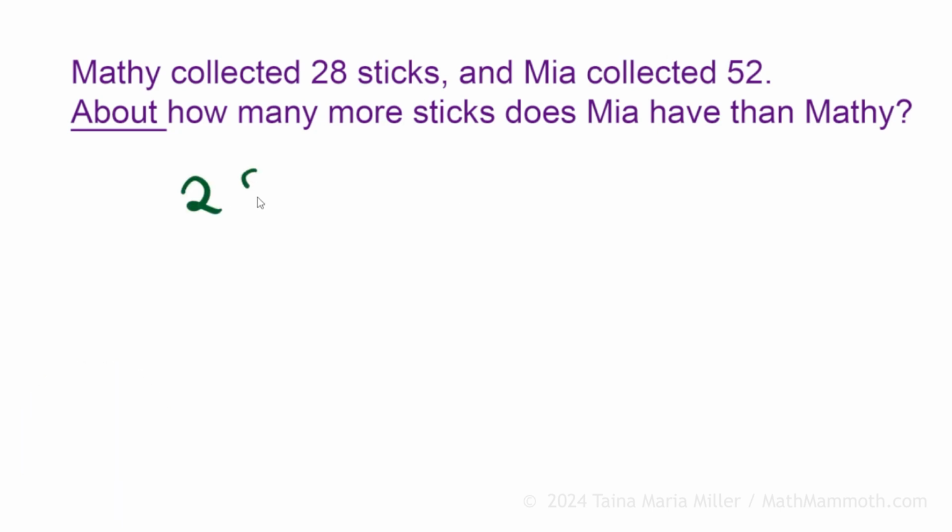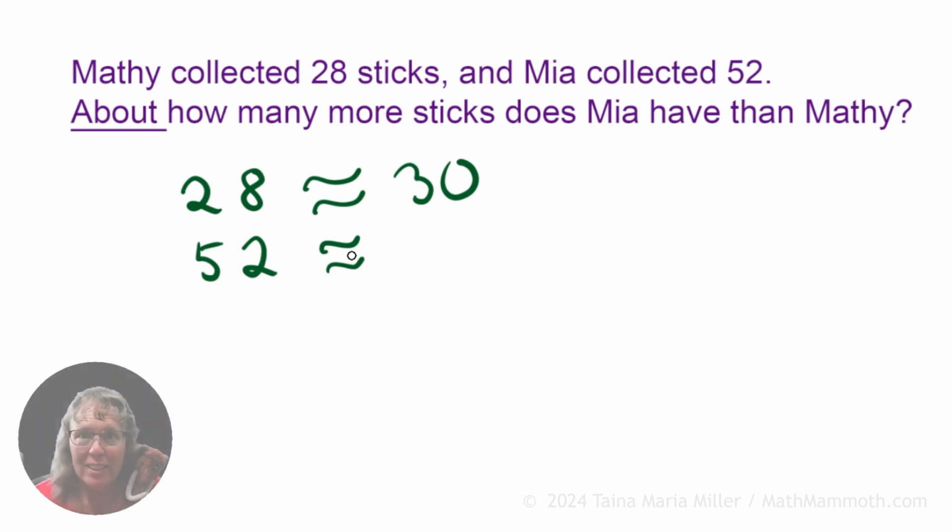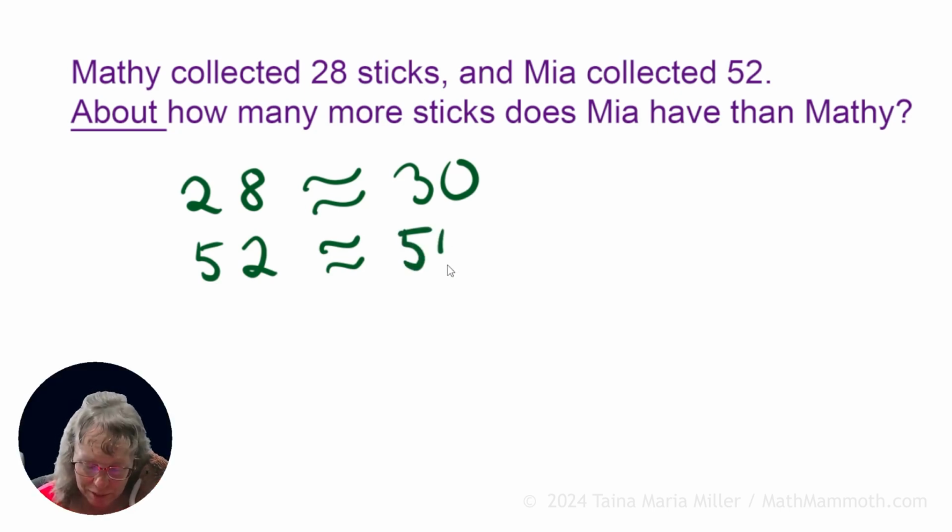So we'll take 28 and round it to the nearest 10. And 28 is real close to 30, right? And we take 52 and round it to the nearest 10. And that's just a little bit more than 50, so it rounds to 50.